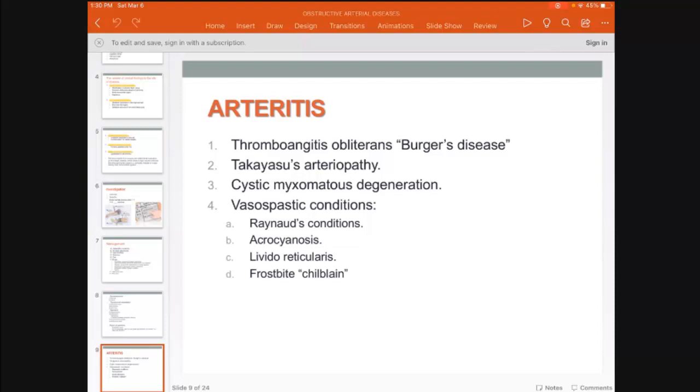And cystic myxomatous degeneration. Besides, we have a vasospastic condition, which is more common. You can find it in your life. This is what we call Raynaud's condition, acrocyanosis, or livedo arteritis, or frostbite in children.